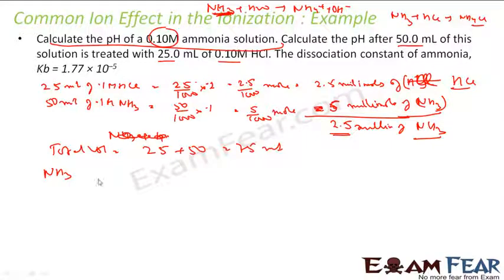NH3 initial molarity. This will be what? Moles per liter. What are the moles? 2.5 millimoles. And volume is 75 ml. Right? And that is nothing but 0.033 M. So this is millimoles.